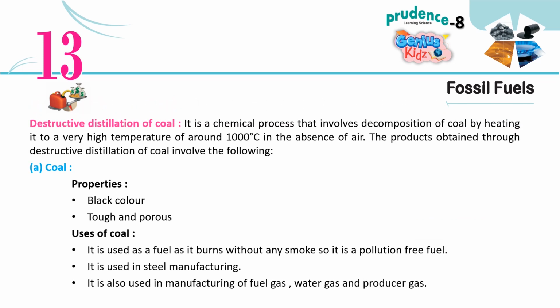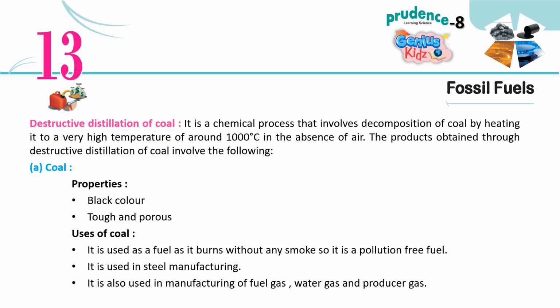Destructive distillation of coal. It is a chemical process that involves decomposition of coal by heating it to a very high temperature of around 1000 degrees Celsius in the absence of air. The products obtained through destructive distillation of coal involve the following.